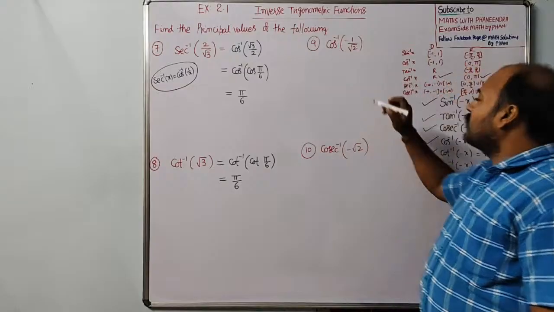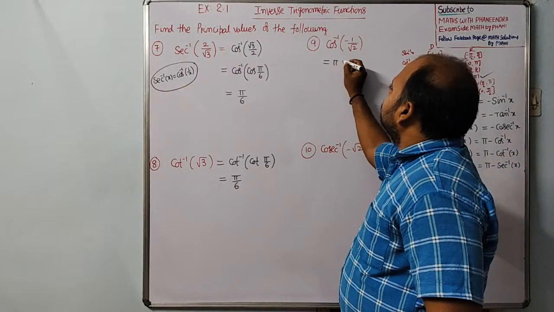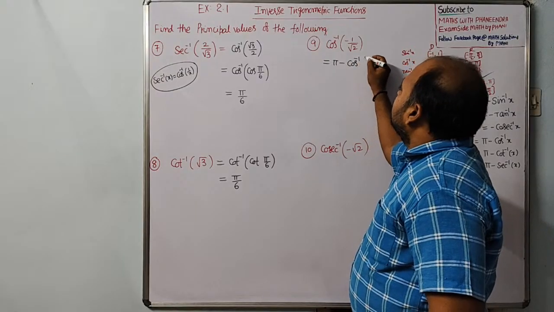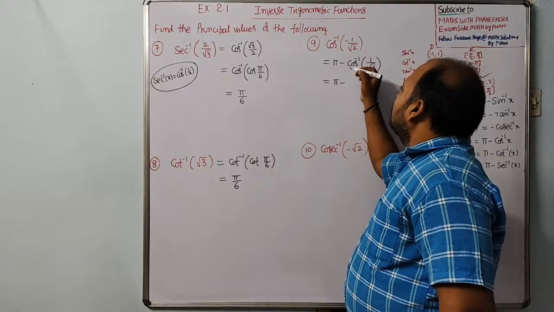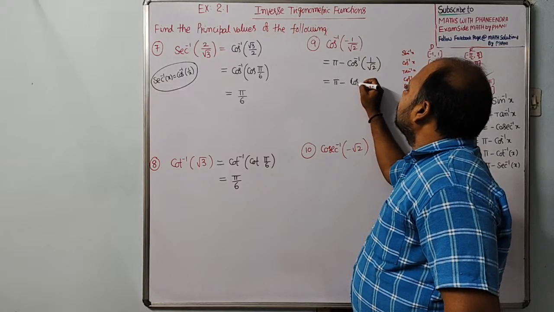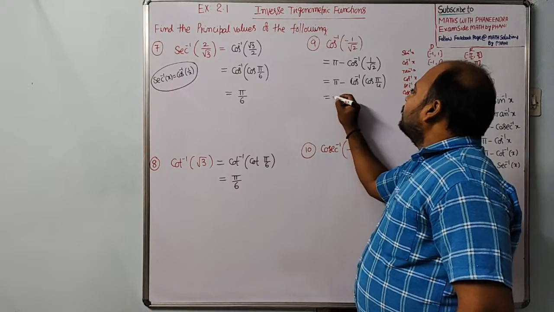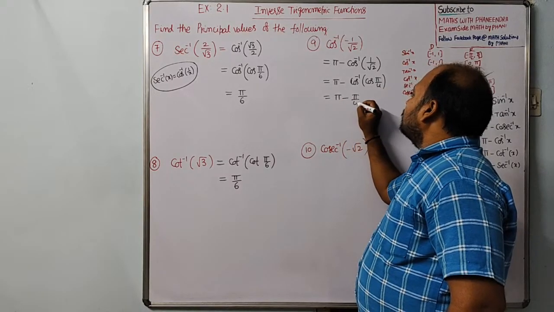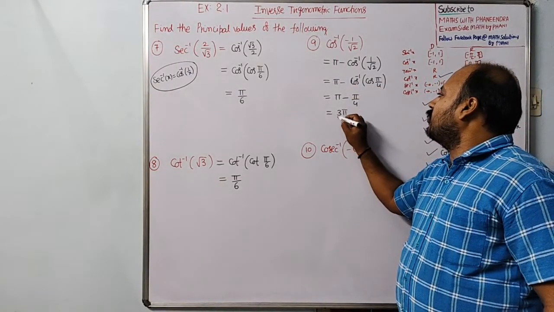Cos inverse of minus 1 by root 2. Cos inverse of minus x is pi minus cos inverse x. Pi minus cos inverse of 1 by root 2, which is equal to pi minus cos inverse of cos pi by 4. That is equal to pi minus pi by 4, since cos inverse of cos theta is theta. Pi minus pi by 4 is 3 pi by 4.